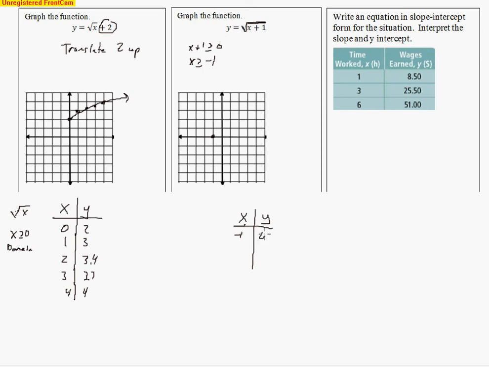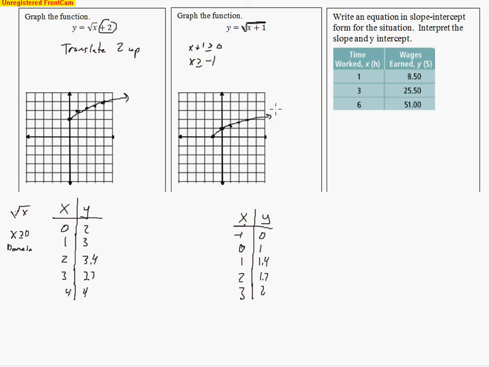If you go ahead and plug in, again, I plug in negative 1, I get 0. If I plug in 0, I get 1. And notice you're going to go over 0 and then up 1 space. So that's going to be our next point. If I plug in 1, well, 1 plus 1 makes 2. The square root of 2 is 1.4. And the square root of 3, when I plug 2 in for x, 2 plus 1 is 3. Square root of 3 is 1.7. And if I plug in a 3, that makes 4. The square root of 4 is 2. So you notice how the graph looks pretty much the same. It's the same graph, just shifted over.